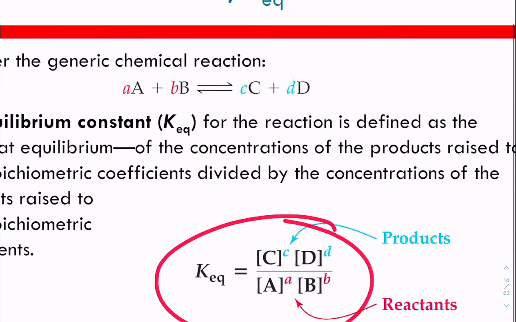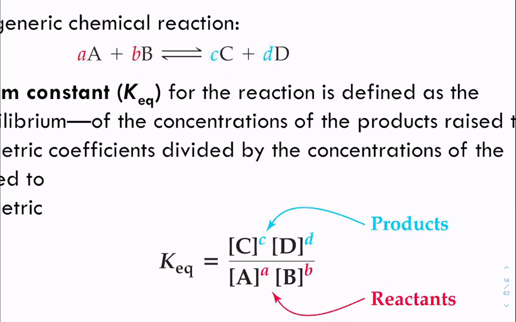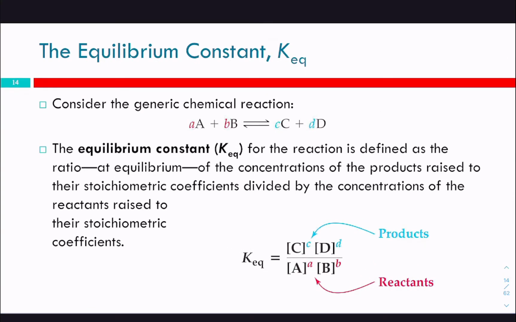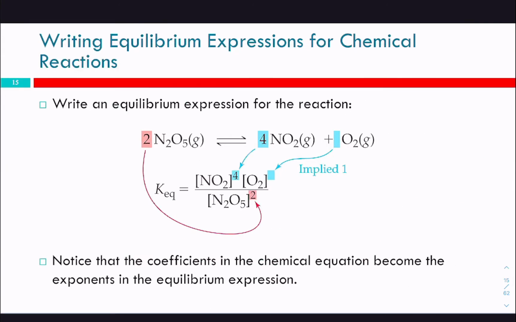Let me zoom in on this a bit. All right, so we've got our products on top. We've got the concentration of capital C raised to the lowercase c, multiplied by the concentration of D raised to the coefficient of D, divided by A to the a times B to the b. So for any chemical reaction, we can write an equilibrium expression.